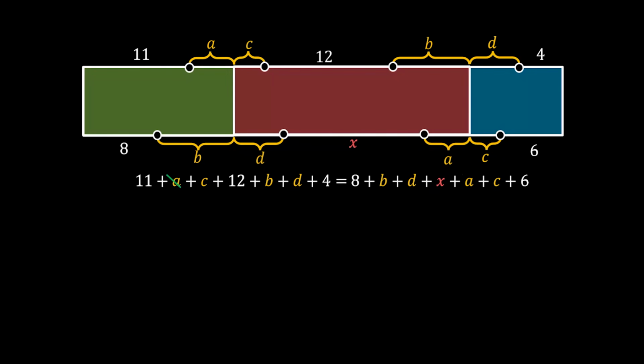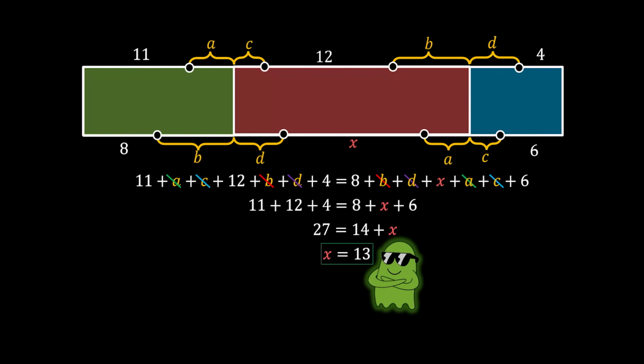Now we can cancel A on the left and the right side of the equation. We can do the same thing for B, and for C, and finally for D. And we're left with the following. Now we can just calculate this and get that the length of X must be equal to 13, and of course this is again our solution.